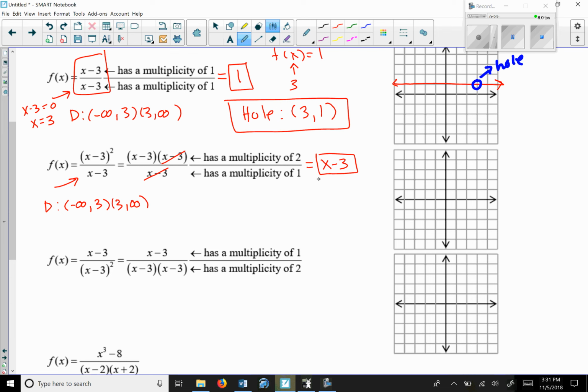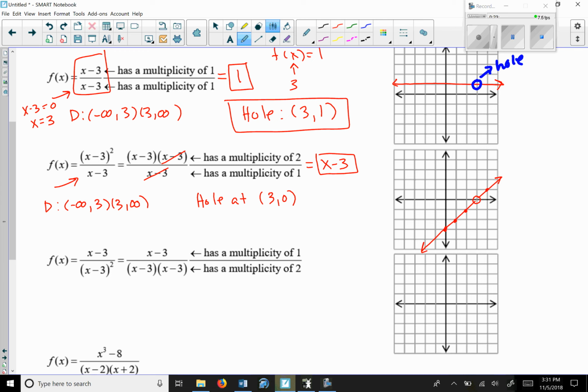And if I plug 3 into my simplified answer, I would get 3 minus 3, which is 0, but it's not a 0 in my denominator, it's a 0 in my numerator, which is okay. So this tells me, again, I have a hole at 3, comma 0. If I were to graph this function, I know it's a linear function, so I have a y-intercept of negative 3. My slope is going up 1 over 1. And at 3, 0, I would have an open circle. If we just connect these, this is what my graph would look like.